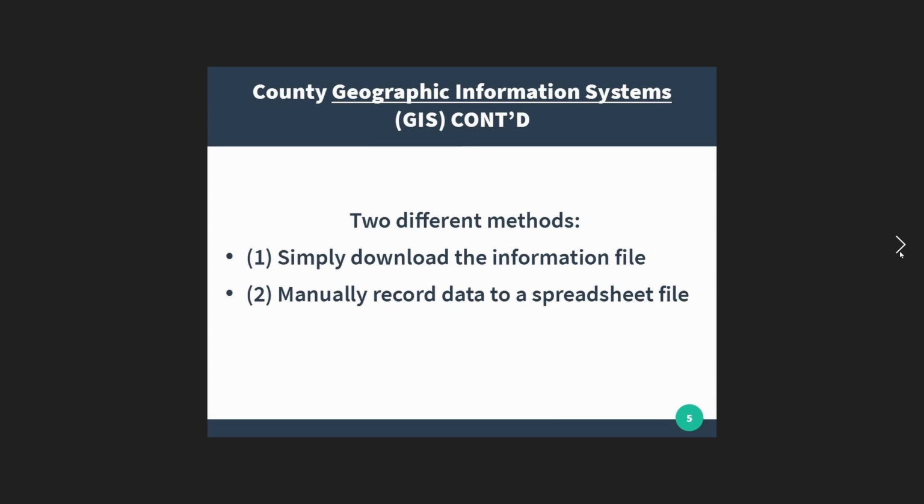All right, in this we'll be looking at two different methods. You can simply download the information file, which is the first one that we'll do. And the second one is you can manually record the data and then put it into a spreadsheet. And then that spreadsheet you'll be able to upload for the overlay.